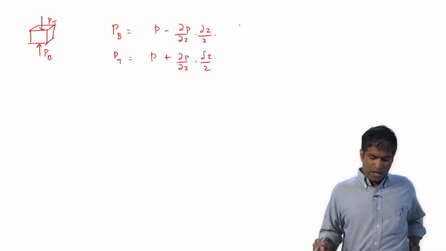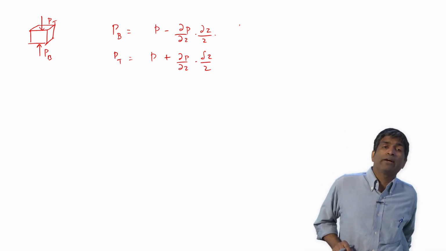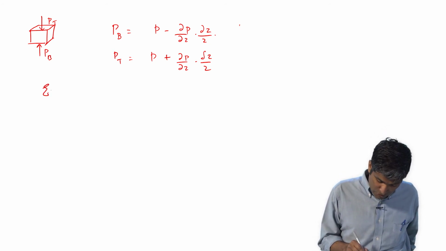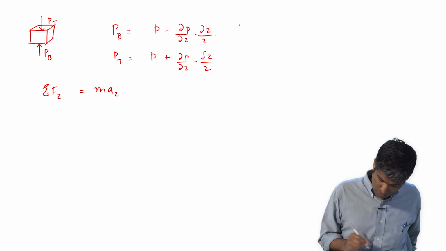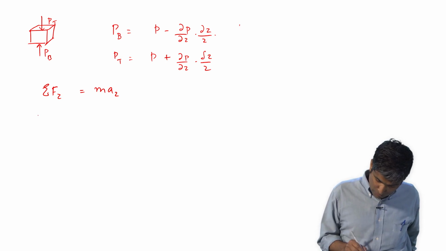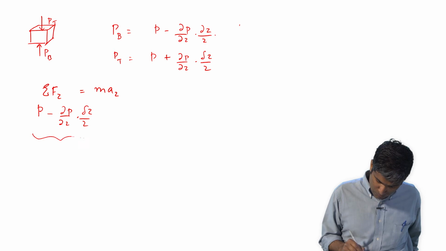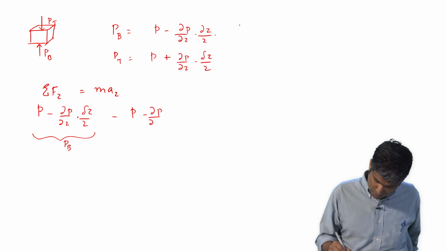Those are my two pressures, and now when I balance forces, I have got to take care of the weight of the element as well. So I get summation Fz is m az, and this would give me, going in the vertical direction, P bottom minus P top, that's (P minus ∂P/∂z times Δz by 2) minus (P plus ∂P/∂z Δz by 2).